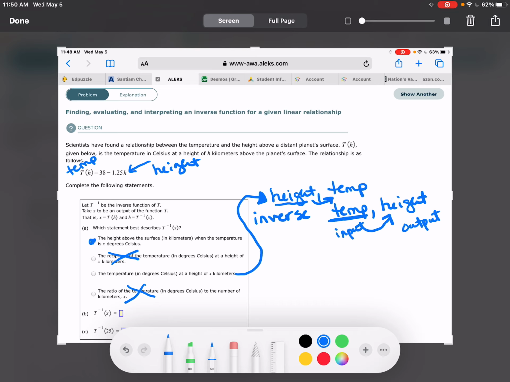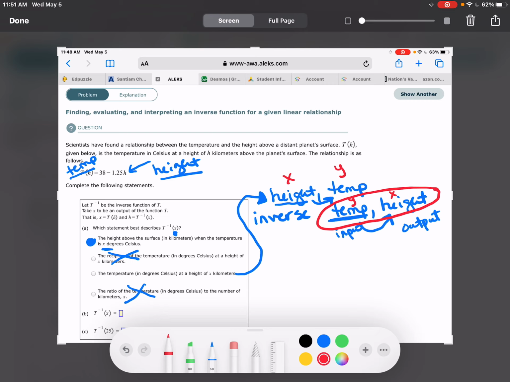above the surface in kilometers when, that means when we input a temperature or when we have a certain temperature. And they also talked about x degrees, and notice that in our inverse we have now defined our variable as x instead of h or t. So that's how we'll decide that. Basically all we're doing is naming our original variables and then switching their places, so that instead of x and y, we have y and x.